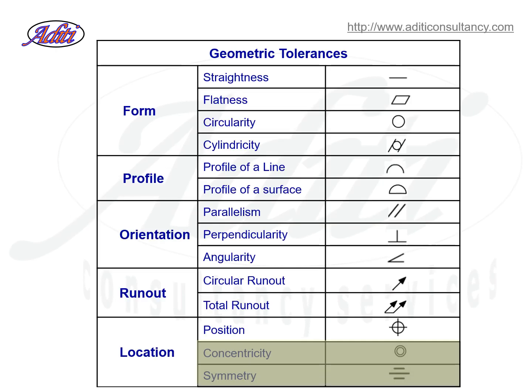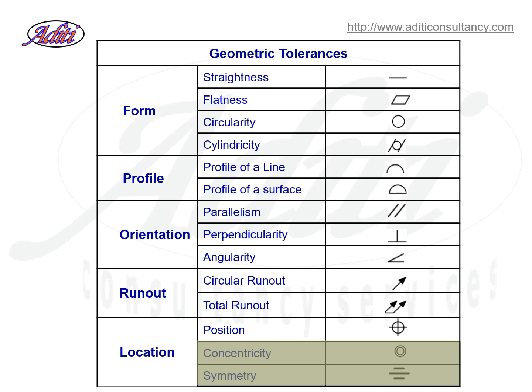There are 14 geometrical tolerances included under 5 categories. Under form category, straightness, flatness, circularity and cylindricity are there. Under profile, profile of a line and profile of a surface. Under orientation, parallelism, perpendicularity and angularity are there. Under runout, circular runout and total runout.